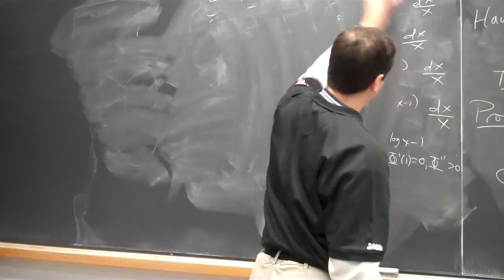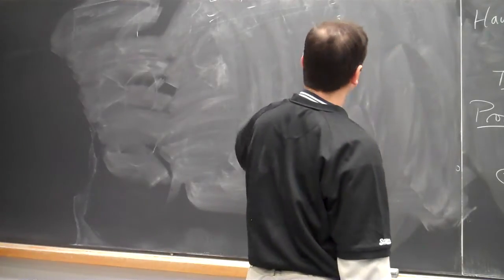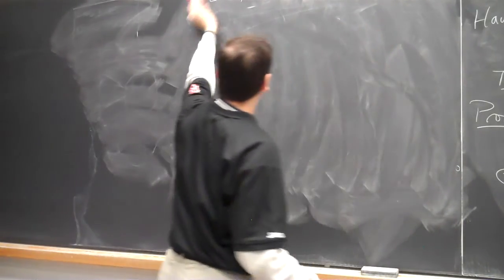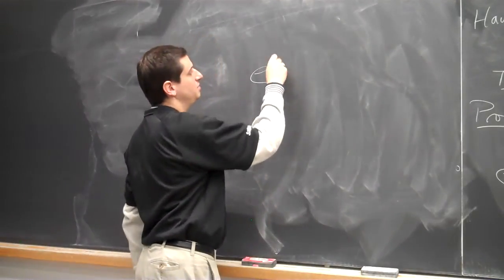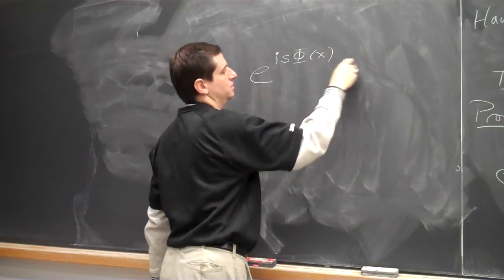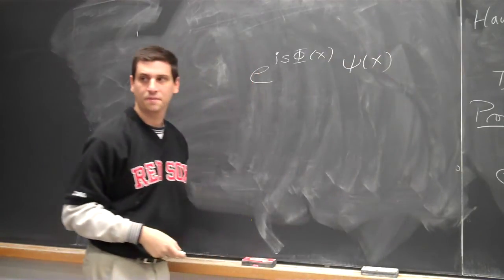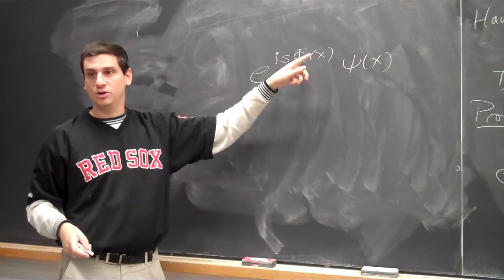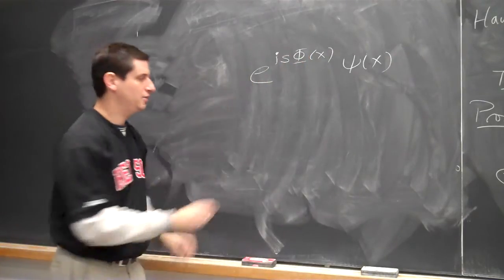And so, just briefly, and again, this is for the physicists, or the physicists at heart, if I have something e to the minus i s phi of x, times c of x, well, I've got my sines and my cosines, and this is going to be highly oscillatory.